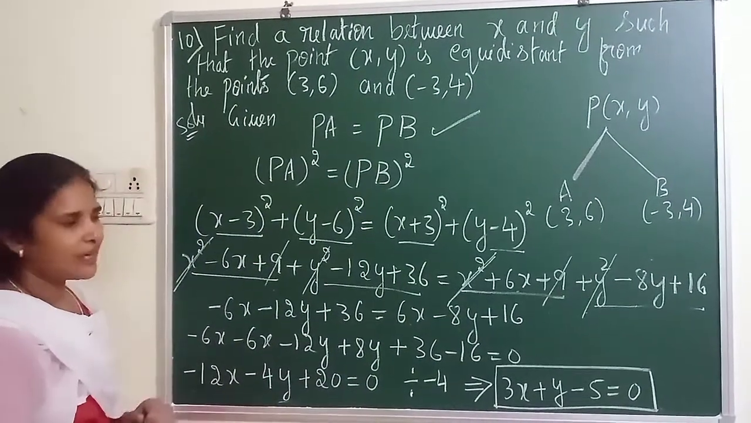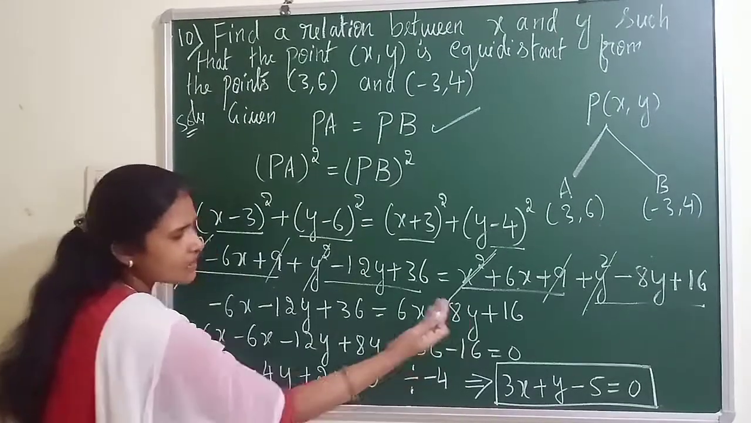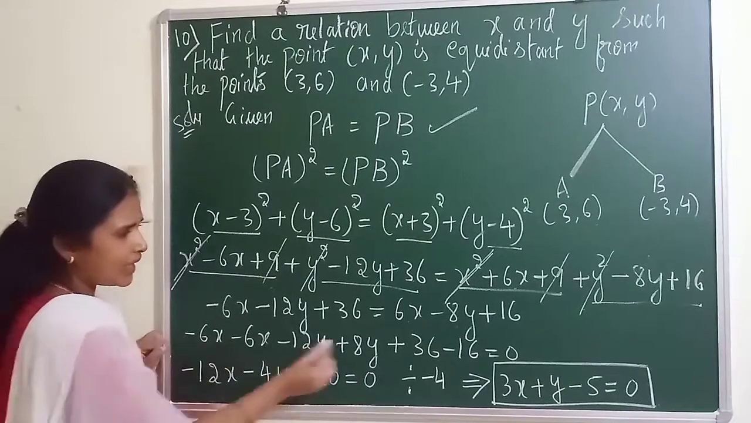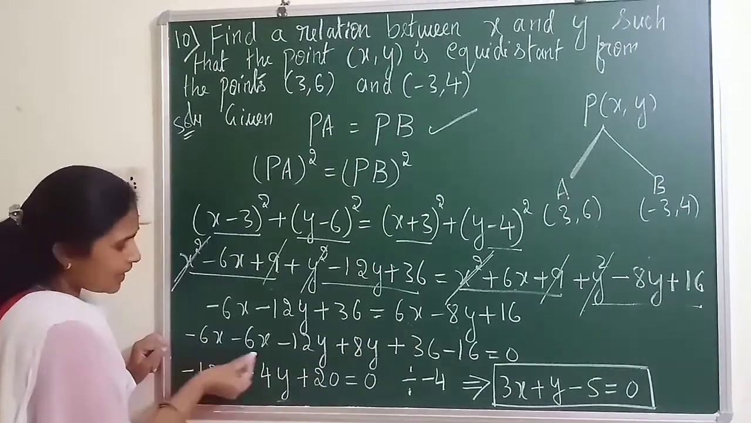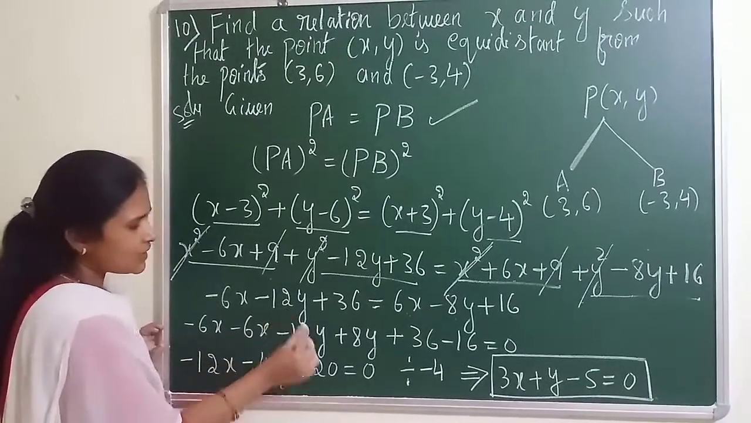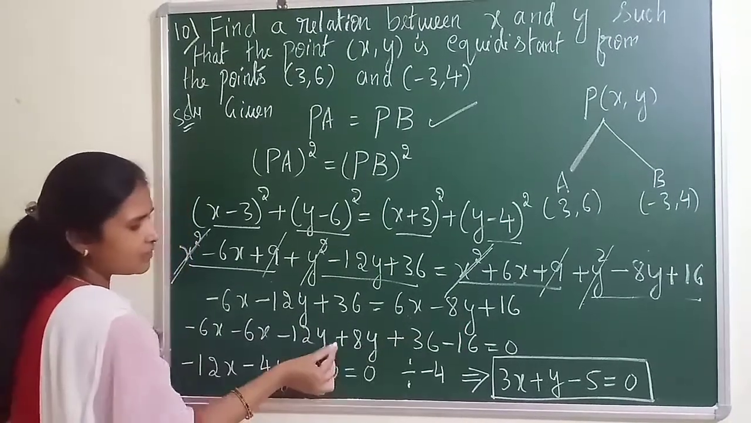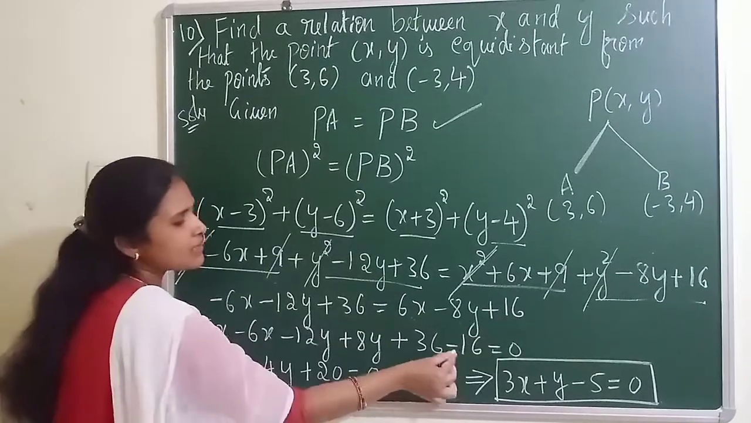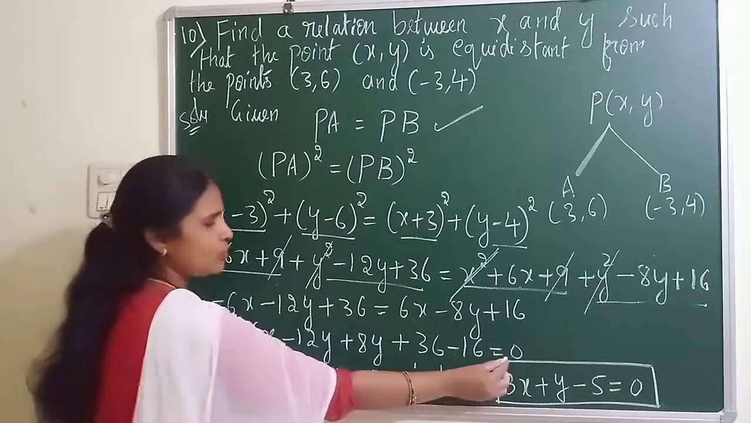Now how to simplify? Bring all the right side part to the left side. So what do you get? Minus 6x, and one more 6x here. Right, like terms you write together: minus 6x minus 6x, minus 12y and bring minus 8y, this side becomes plus 8y, 36 and plus 16 becomes minus 16, equal to 0.